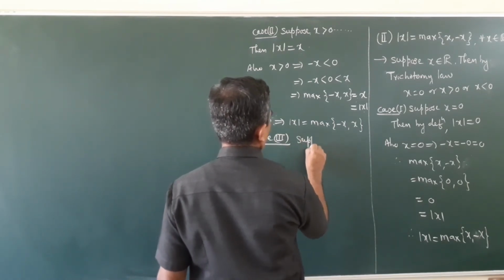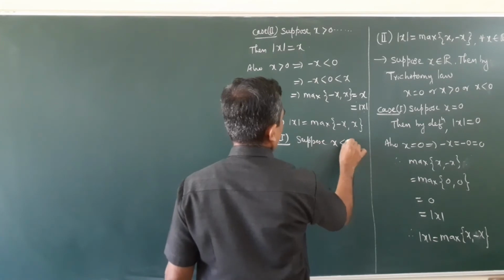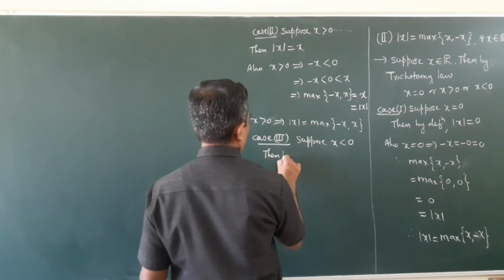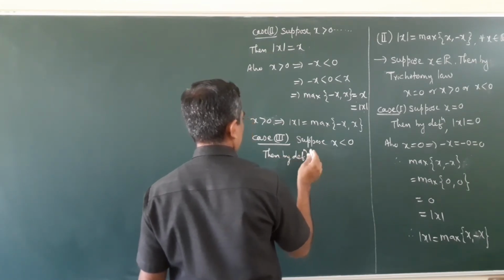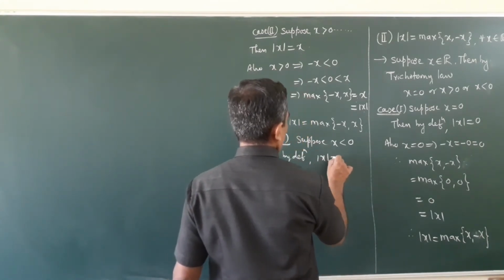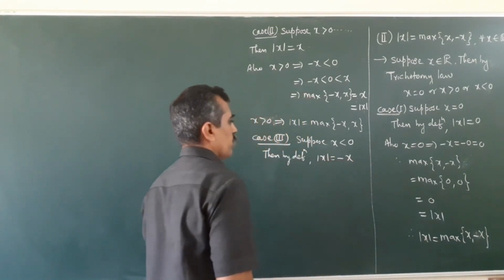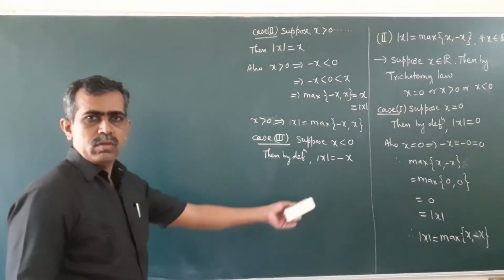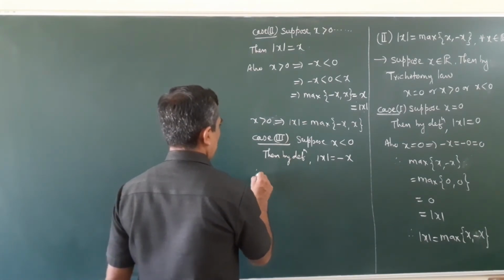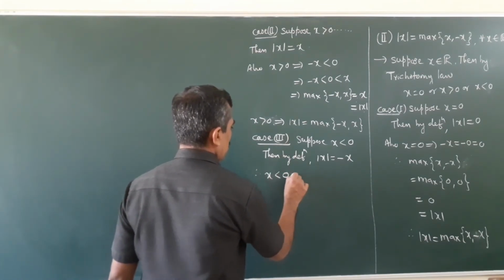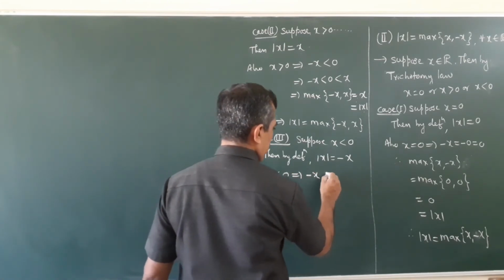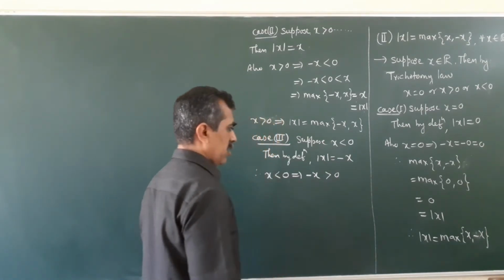Suppose x less than 0, then by definition, mod x is equal to minus x. Therefore, x less than 0 implies what about minus x? If x is negative, what is minus x? Minus x is greater than 0.